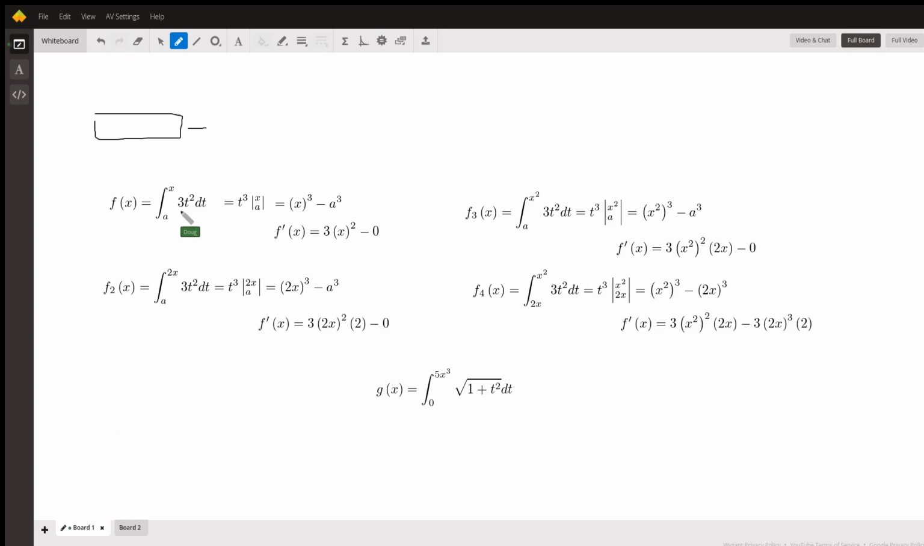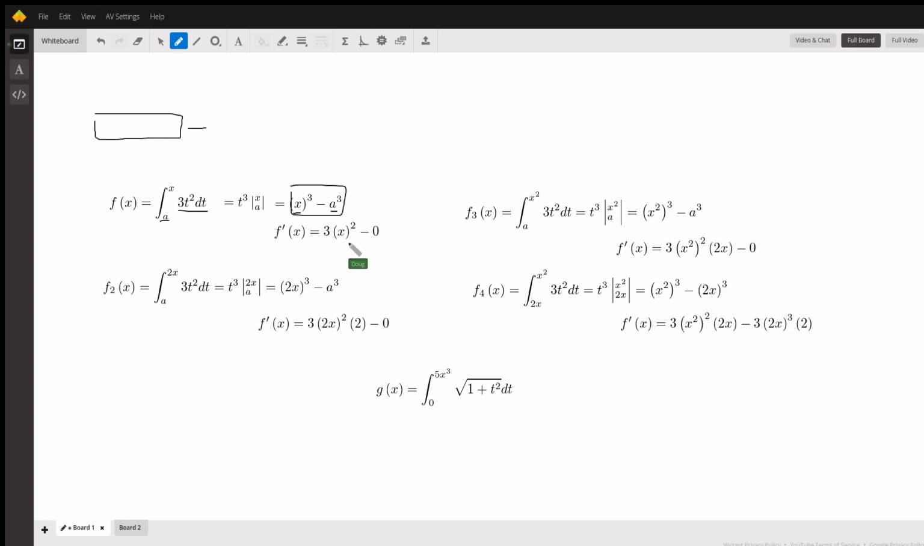So here we're going to use 3t squared dt as the integrand from a to x, where a is a constant. If we find an antiderivative of 3t squared, it's t cubed. And we're going to evaluate from a to x using part 2 of the fundamental theorem of calculus. We're going to put x in for t. We get x cubed minus a cubed, where a cubed is, of course, a constant. If I want to find the derivative of this, I'll apply the power rule: 3 times x, the quantity squared, minus 0.